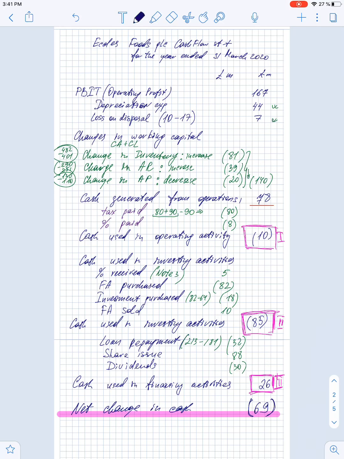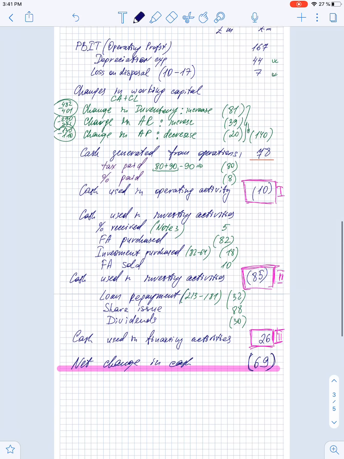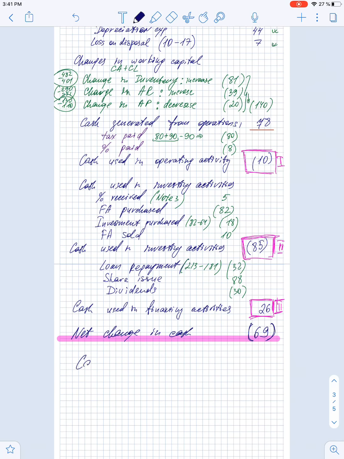The last thing you are required to perform normally is the cash reconciliation. So we have to consider cash at the beginning of the year and cash at the end of the year. 31.03.2019, sorry, I'm talking in Russian. Cash at 31st of March 2020. And here we have to consider the overdraft balance out of current liabilities and the cash balance out of current assets.